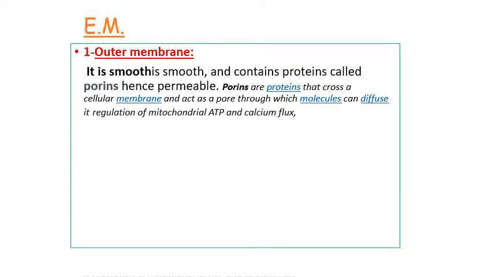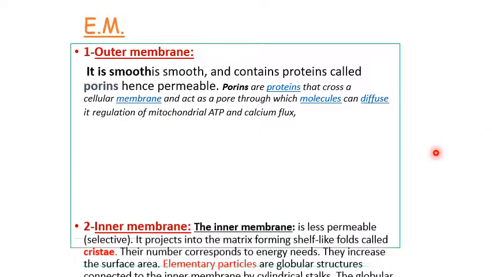The outer membrane is smooth and contains proteins called porins. These are permeable. The porins are proteins that cross a cell membrane and act as a pore through which molecules can diffuse. It regulates the mitochondrial ATP and the calcium flux.